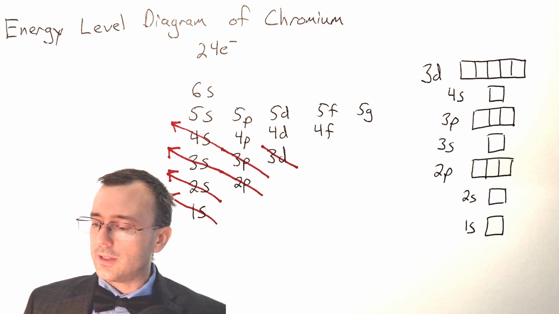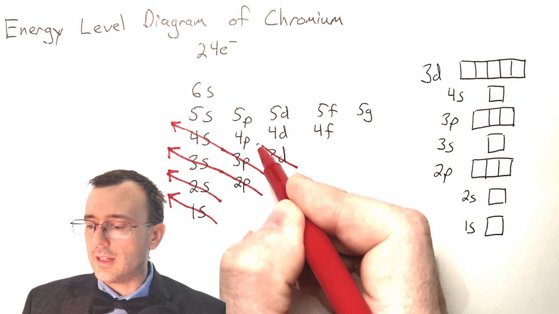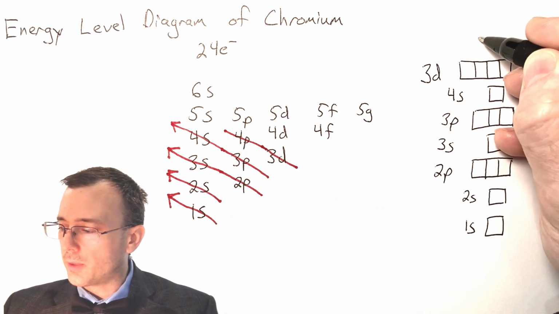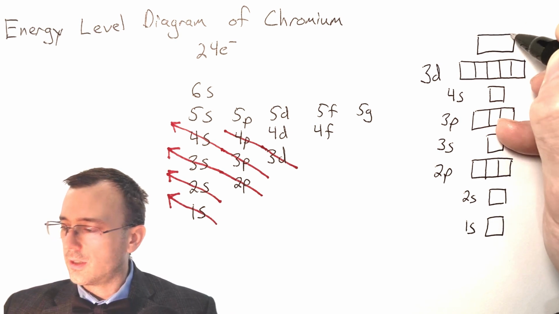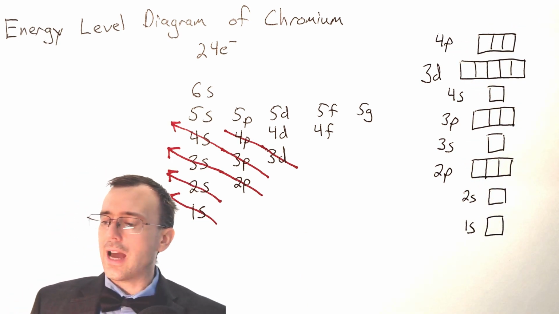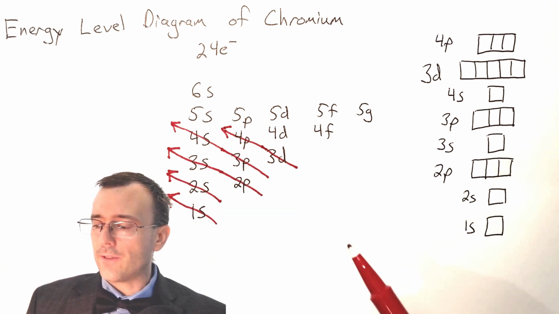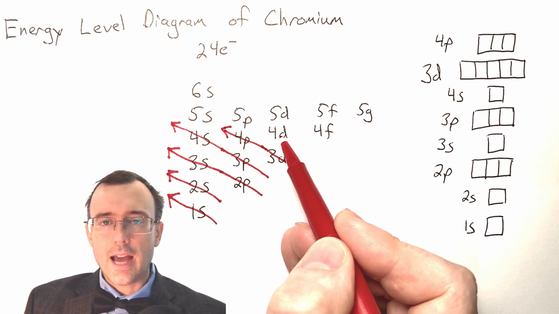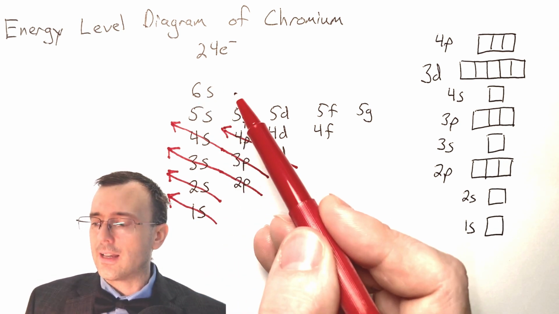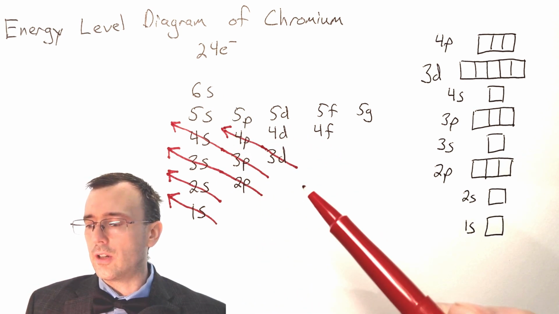And then after the 3d, we're probably not going to need that for chromium, but let's go ahead and do it. After the 3d is the 4p. And the 4p, once again, is going to be 3 boxes right up here. And then after that, you can continue on and see, well, after that should be the 5s. After the 5s is going to be the 4d. After the 4d is the 5p. After the 5p is the 6s. After the 6s is going to be the 4f. And that's going to continue on and on like that.